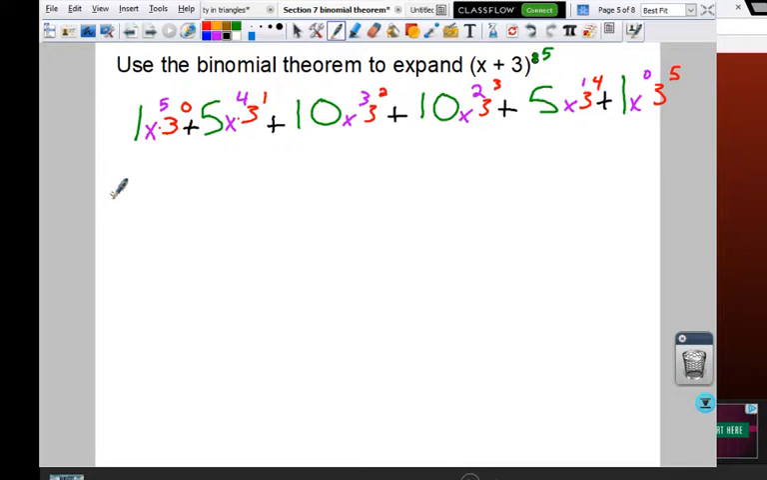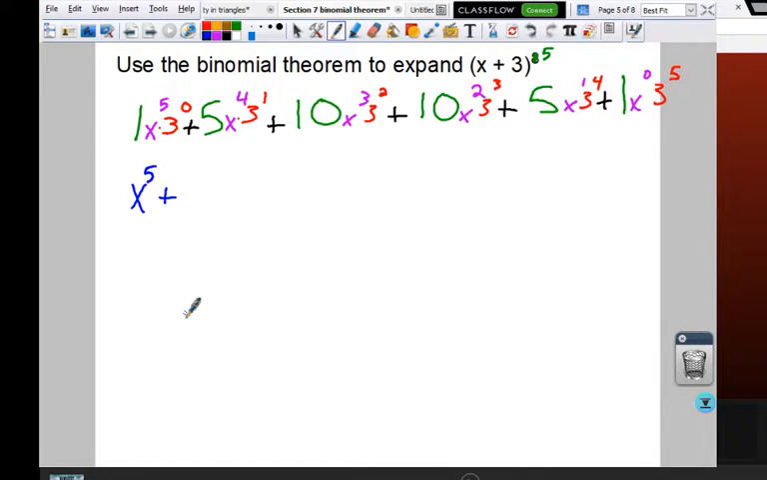Okay, so I've got this set up with my binomial theorem. I just have to go through and simplify it a little bit. So we're going to look at each term. I have 1 x to the 5th, right? Times, what is 3 to the 0? 1. What's x to the 5th times 1? X to the 5th, right?